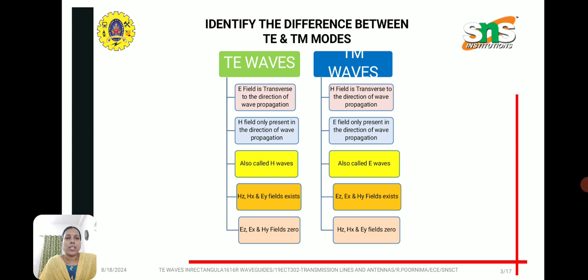In case of TM waves, the H field is transverse to the direction of wave propagation, so only the electric field is present in that direction. These TM waves are also called E waves. And Ez, Ex and Hy fields exist, other components are 0.